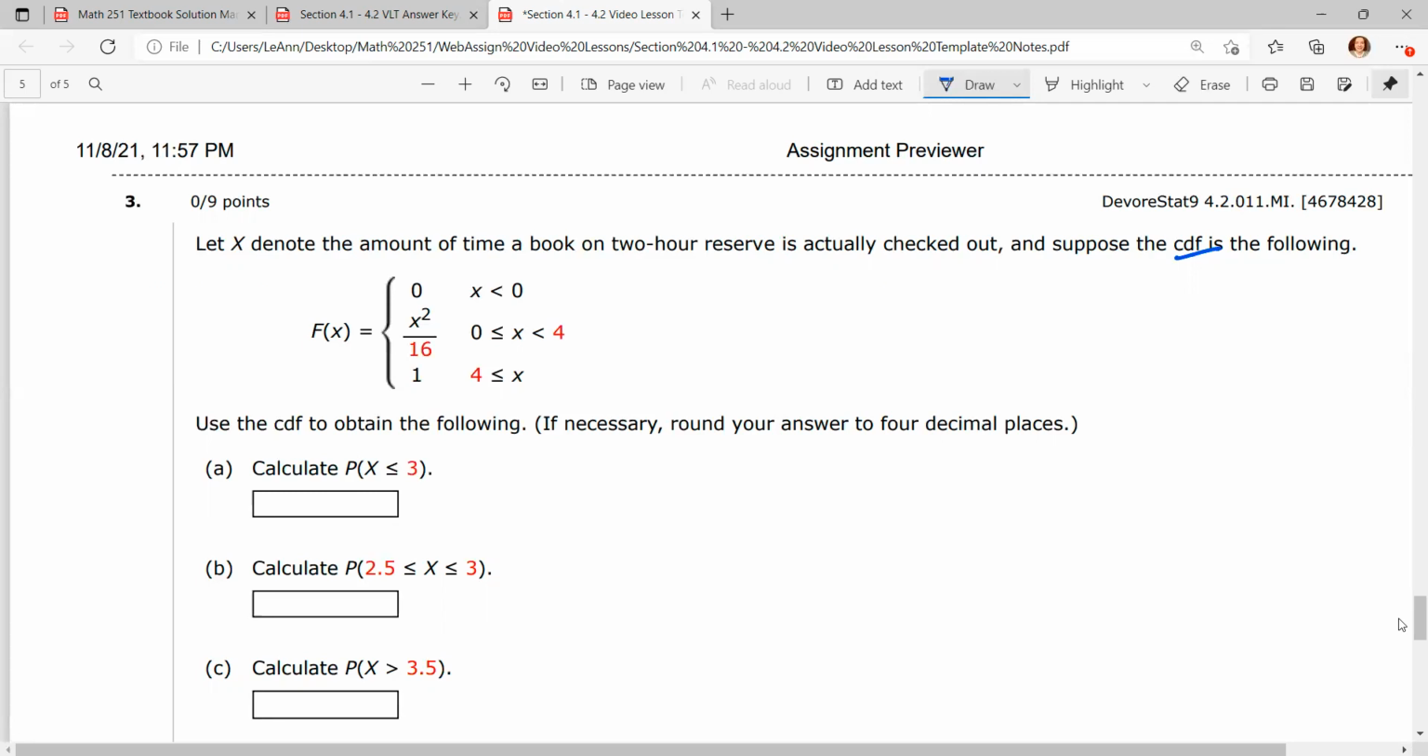So we're going to use the CDF to obtain the following. So this is the nice thing. When you are given the CDF, you've already got the part to plug into. It's already been integrated for you, essentially. So for P of x less than or equal to 3, since that is less than, which is how these accumulate, you would just plug in F of 3. So that's going to be 9 over 16, which reduces down to a decimal of 0.5625.